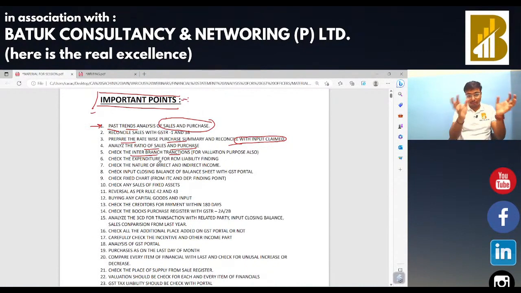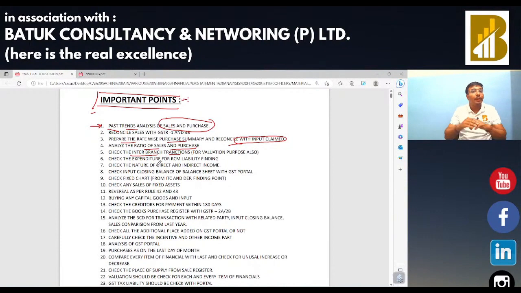This transaction should be treated as your manipulation. ओके, मेरे पास में इनपुट का बैलेंस कम है, इसलिए मैंने प्राइस रिड्यूस करके मेरी ब्रांच को ट्रांसफर कर दिया और ब्रांच इज गोइंग टू सेल दैट पर्टिकुलर प्रोडक्ट एट अ हायर प्राइस, और वहां पर उसके पास में इनपुट टैक्स क्रेडिट का बैलेंस है.